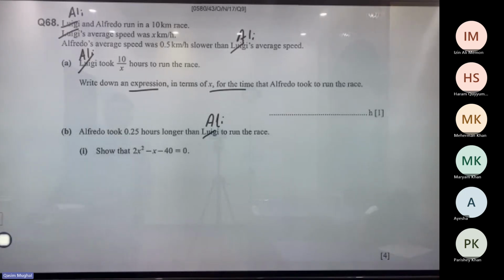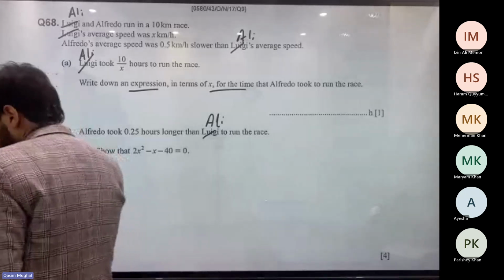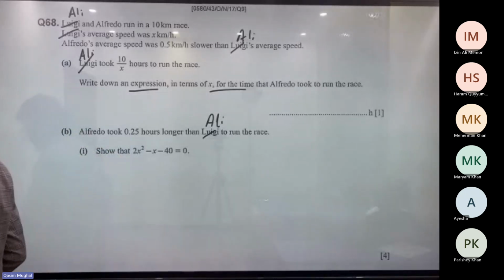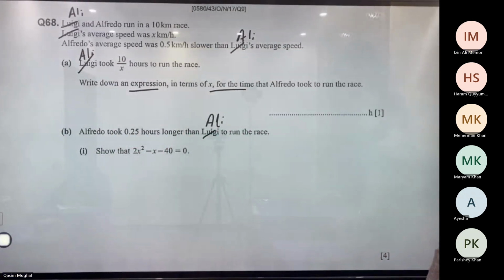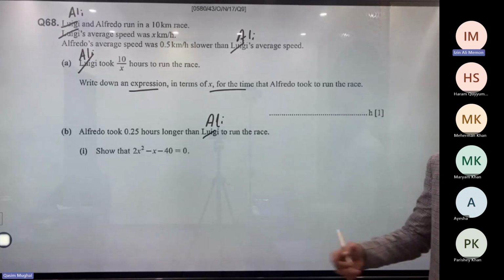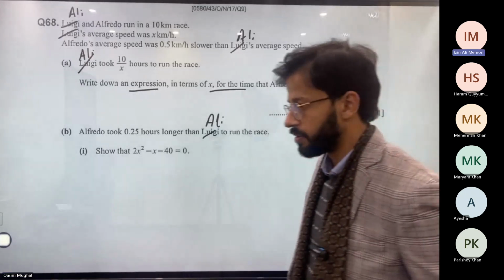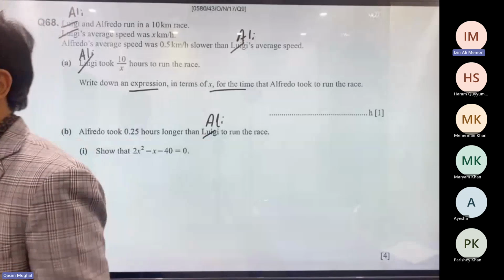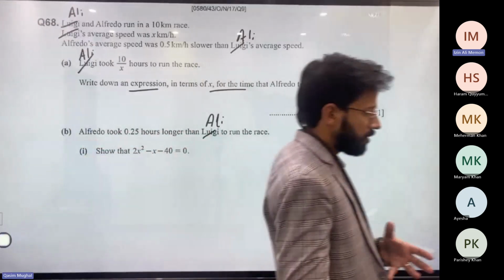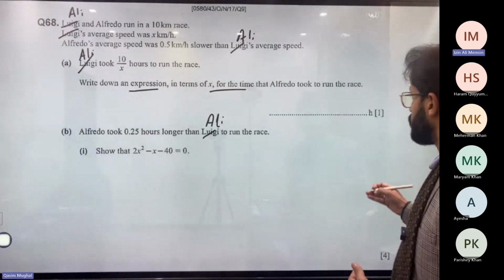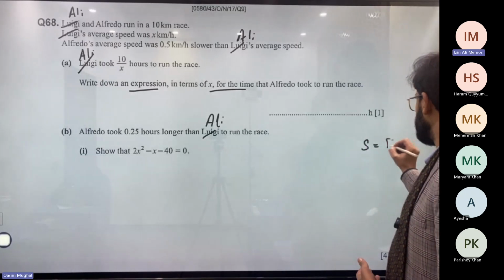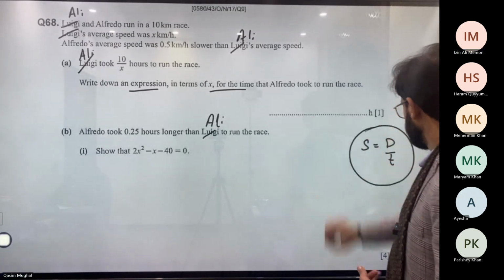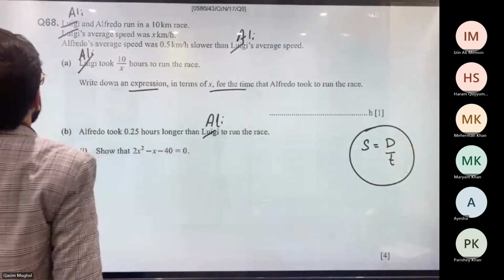What is being discussed over here? Time. Time along with what other things? Speed and distance. So how would you connect speed, distance, and time? Give me the equation. Speed equals the distance over time. Excellent. Speed equals distance over time. This is your beacon. Okay.